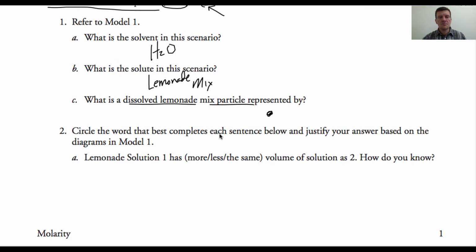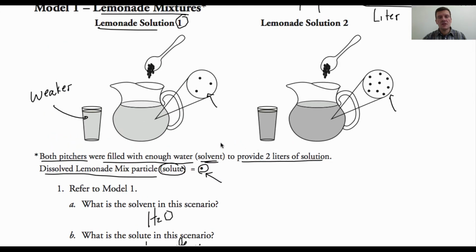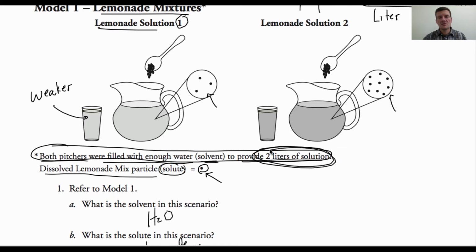Circle the word that best completes each sentence below and justify your answer based on the diagram. So, lemonade solution number 1 has more, less, or the same volume as solution number 2. Well, volume-wise, we are told that both pitchers were filled with enough water to provide 2 liters of solution. So these have the same exact volume for both of them.